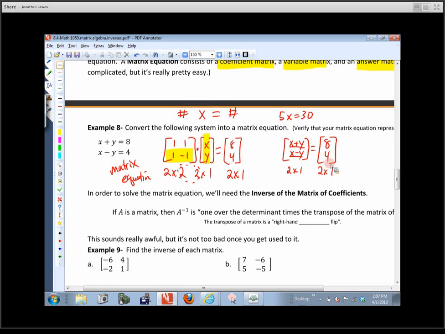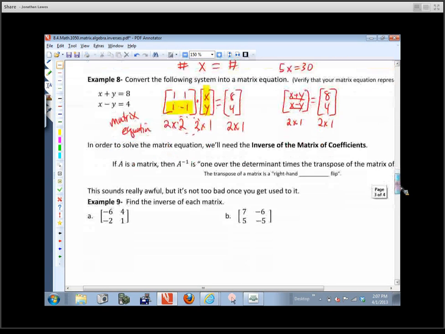Now, remember on the previous page when we talked about equality? What's the only way these two matrices can be equal? If they have the same dimensions. Do they have the same dimensions? Yes. And they have to be equal element by element. So is this one equal to that one? Is x plus y equal to 8? Yes. Is x minus y equal to 4? Yes. That represents our original equation. Okay, are there any questions there? That's how we'd write it down as a matrix equation. Okay. Now we're going to solve this. Okay, are there any questions there?